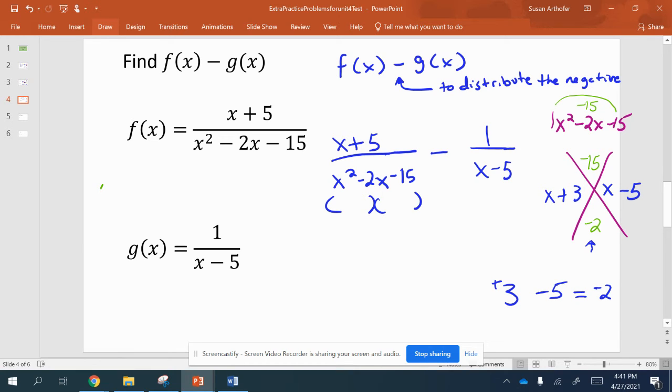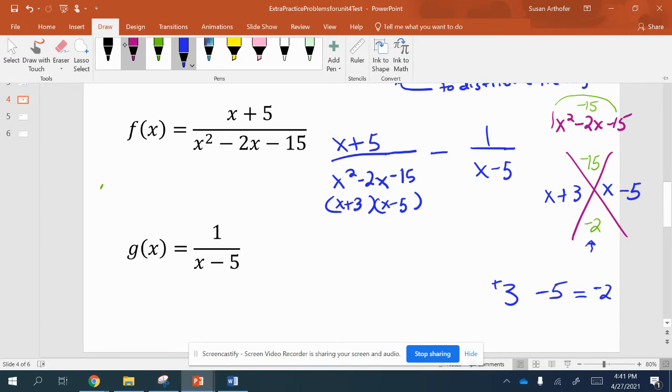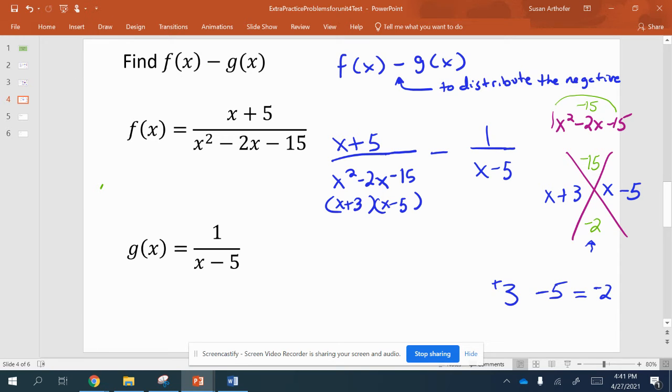and then put in the x's in the front. So we went ahead and we factored that: x plus 3 and x minus 5. So first step is to get our denominators factored. Do you remember what the next step is?